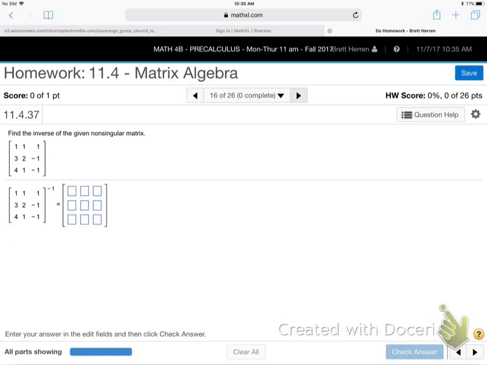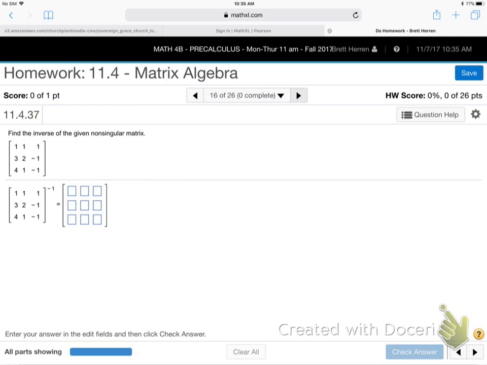Let's do this one real quick, since I want to show you how to do the fraction. So put that one in your calculator. Second matrix, that whole thing. Matrix A, 3x3, 1, 1, 1, 3, 2, -1, 4, 1, -1. So quit. Second matrix, call it forth. Inverse.